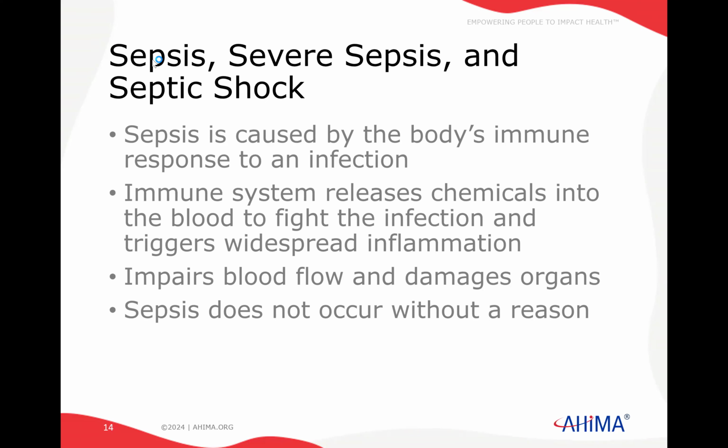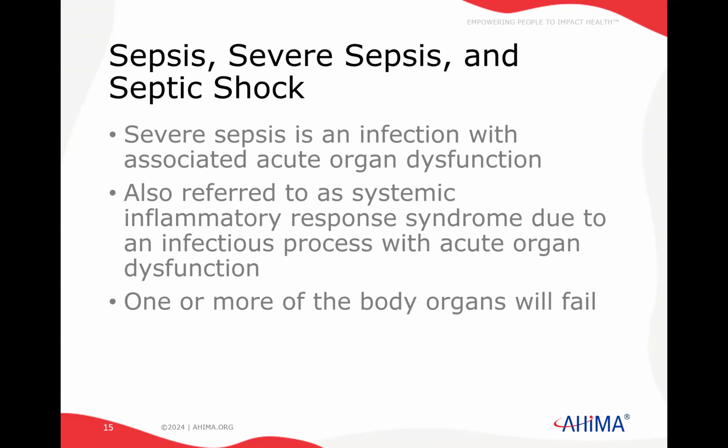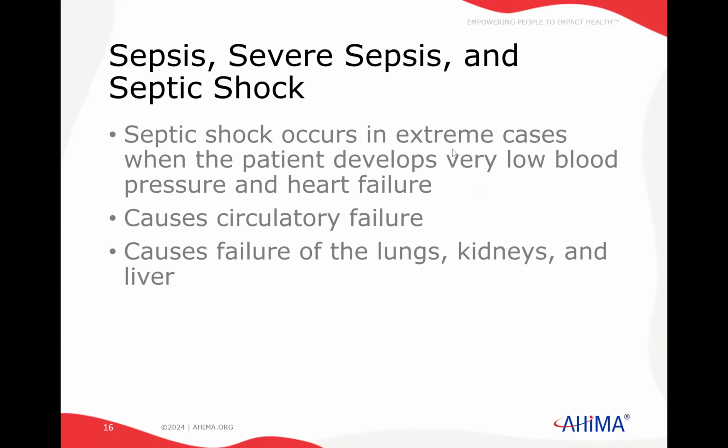And the one thing about sepsis is we don't have sepsis without a reason. We don't just have it. We have it as a result of something else, an infection, normally. Severe sepsis is an infection with an associated organ dysfunction. So in other words, we don't just have an infection in the blood and inflammation, we have an organ being infected. And sometimes it could be just one organ, sometimes it could be more than one.